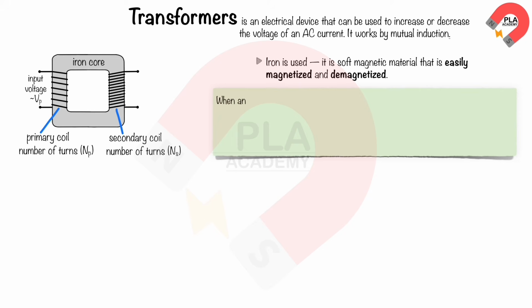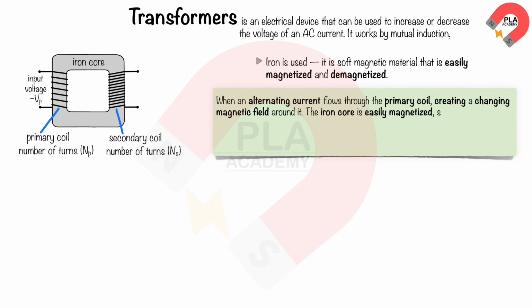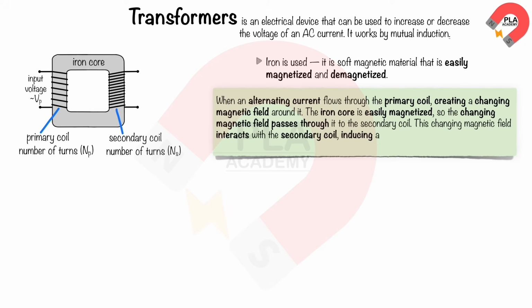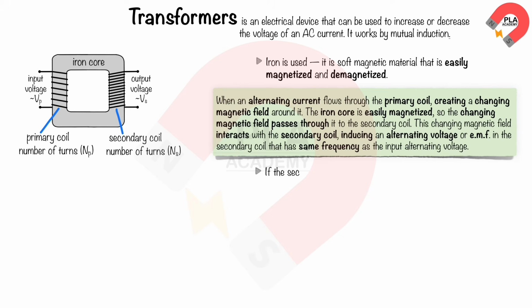When an alternating current flows through the primary coil, creating a changing magnetic field around it, the iron core is easily magnetized, so the changing magnetic field passes through it to the secondary coil. This changing magnetic field interacts with the secondary coil, inducing an alternating voltage, or EMF, in the secondary coil that has the same frequency as the input alternating voltage. If the secondary coil is part of a complete circuit, it will cause an alternating current to flow.